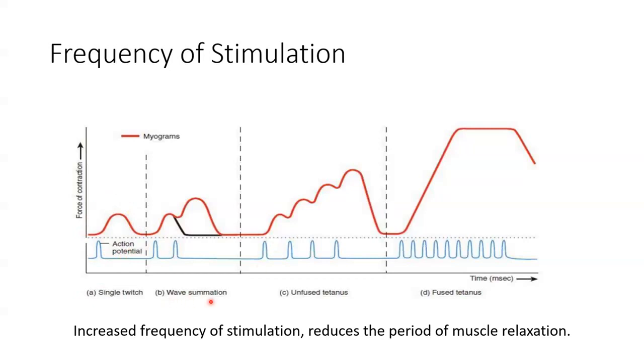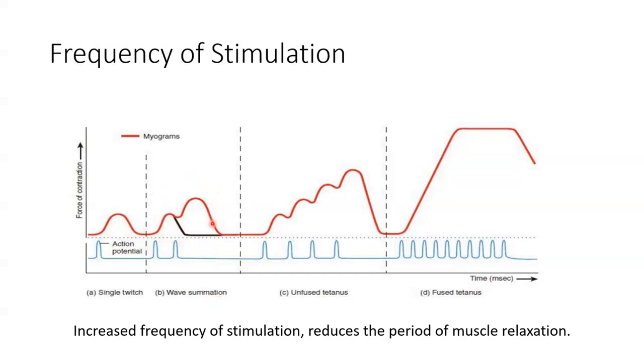If we then have two action potentials, one straight after each other, this level of force summates. So hopefully you remember that term summates from our nervous system lectures, but it just means joins together or adds together. And we will get a slightly stronger contraction.